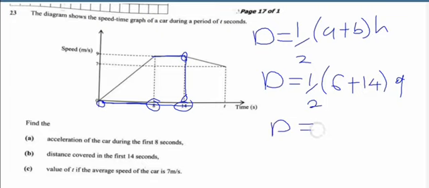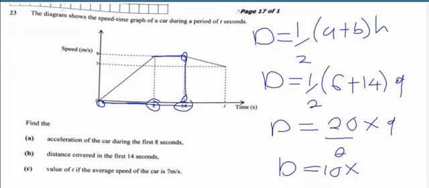Then distance is going to be equal to 6 plus 14, we are going to get 20. Then 20 divided by 2 multiplied by 9, in this case here. Now 2 into 20, we are going to get 10. So 10 multiplied by 9, we need to get 90. So our distance here is just going to be 90 meters.